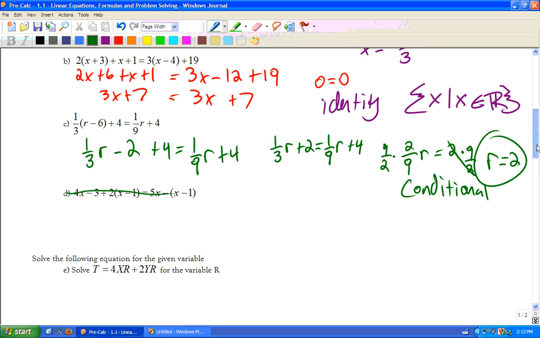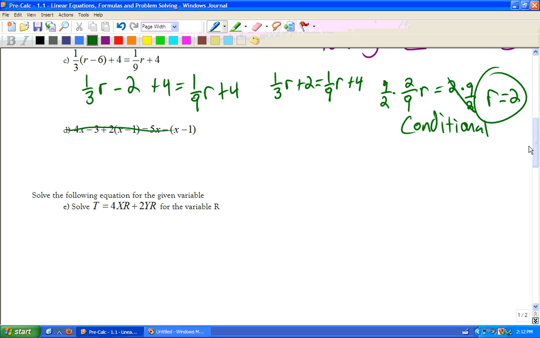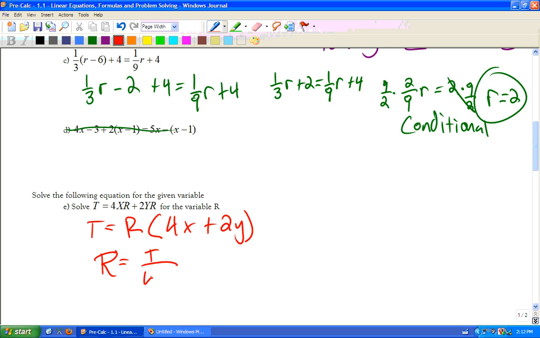The last thing I want to show is it says solve t equals 4x plus r plus 2y plus r for the variable r. This may look tough to begin with, but if you remember that there's an r in both of these, so we can factor it out, we're left with 4x plus 2y, and we can divide to get r equals t divided by 4x plus 2y.